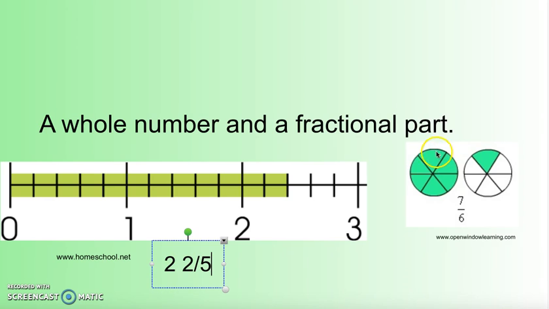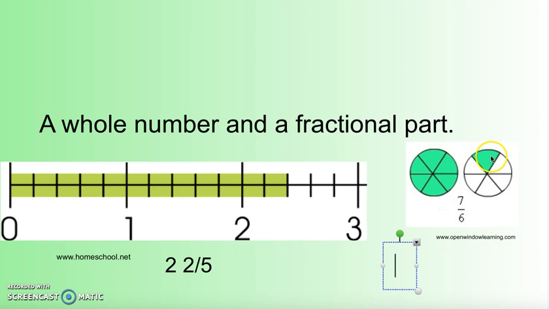Now over here we have 1 whole pie, and then we have how much left? 1 out of 6, so 1/6. So 1 and 1/6, and that is our mixed number.